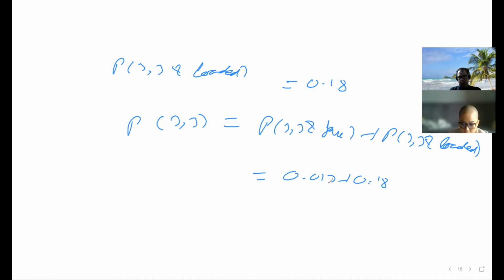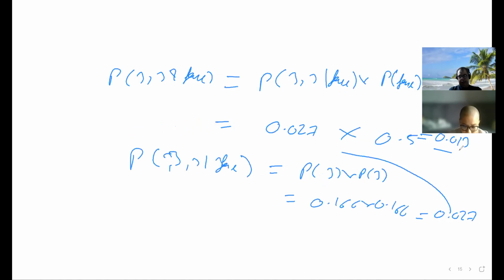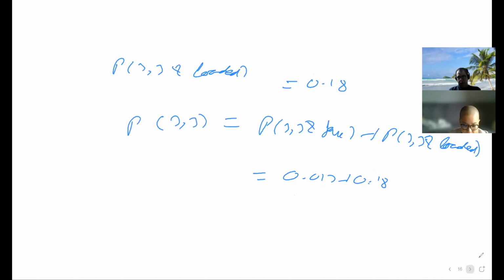No, wait a minute. Where did you get that answer? Hold on, let me recalculate. We have already calculated this. See here, we have already found 0.013. See the screen. It's 0.013, right? Yeah. So it will be 0.193.